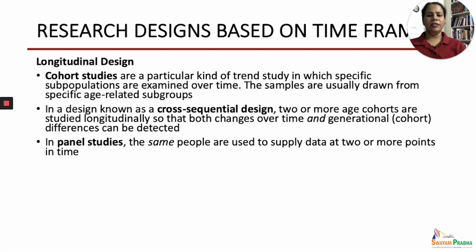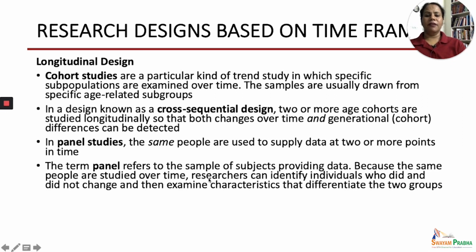A little different from these types of design is a panel study. So how does a panel study differ from the other designs like trend study, cohort design and cross-sequential design? In a panel study we take the same people, one sample, and the same people are used to supply the data at two or more points in time. So the same sample is studied over time. The term panel refers to the sample of subjects providing data. Because the same people are studied over time, researchers can identify individuals who did and did not change and then examine the characteristics that differentiate the two groups.